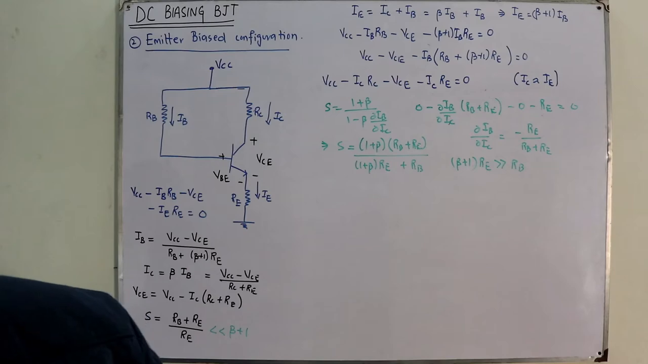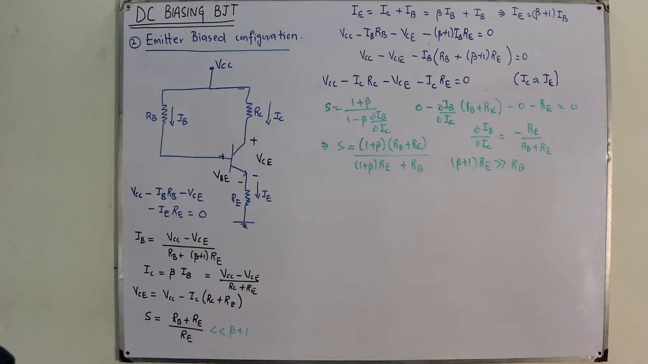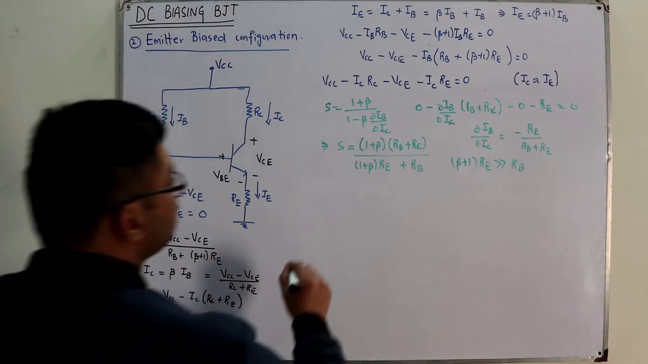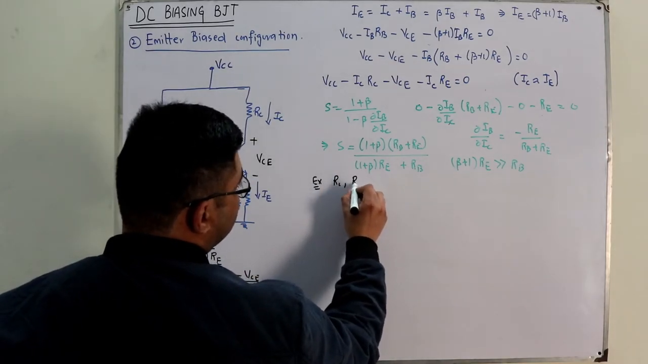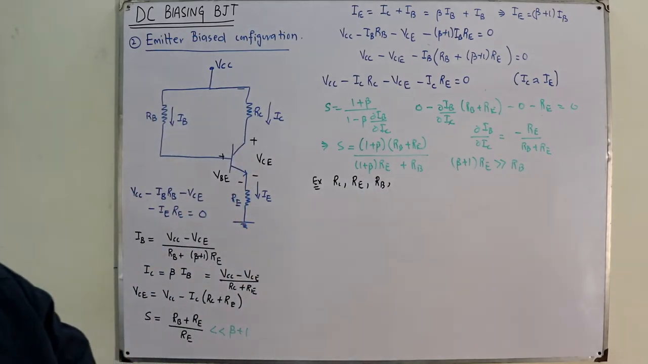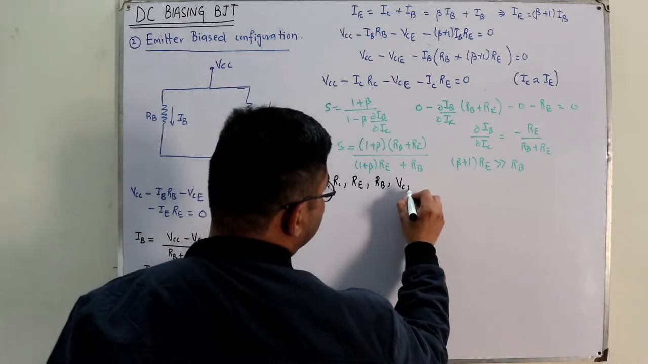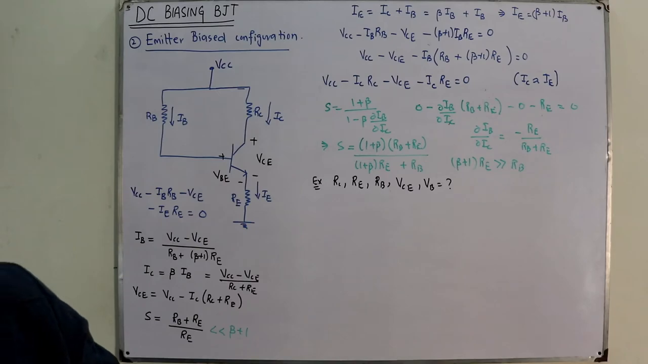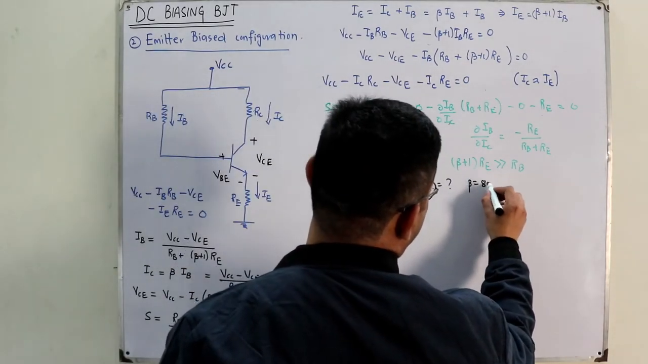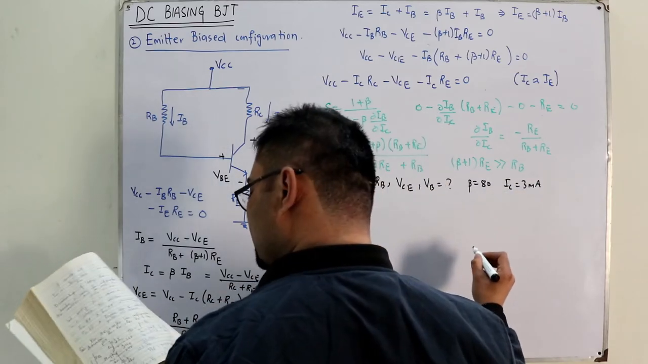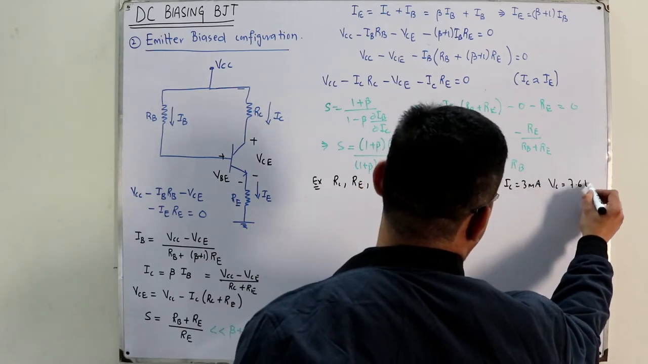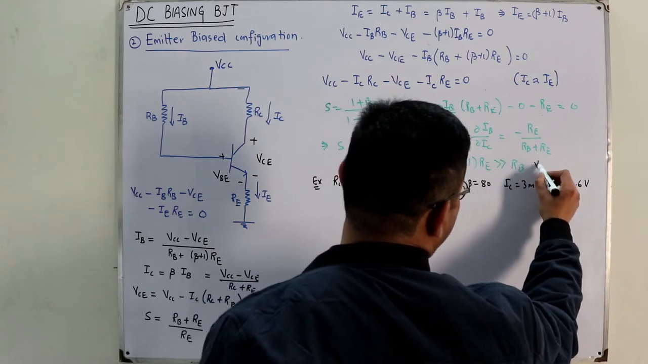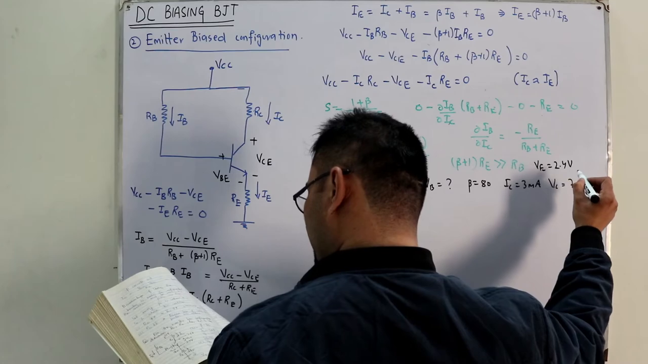So let's take an example from here, where beta RE is far greater than RB anyways. The example has RC, RE, RB, and VCE and VB are unknown. What are the known terms? Given is beta is 80, IC is 3 milliamperes, VC is 7.6 volts, VE is 2.4 volts, and VCC is 12 volts.